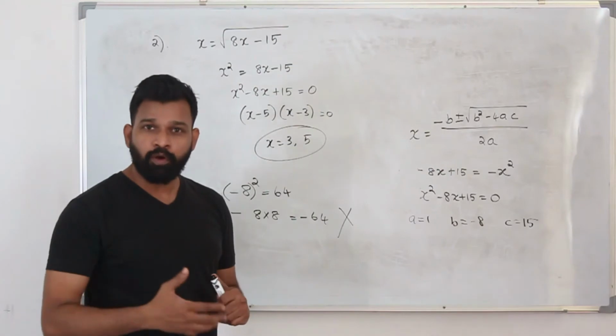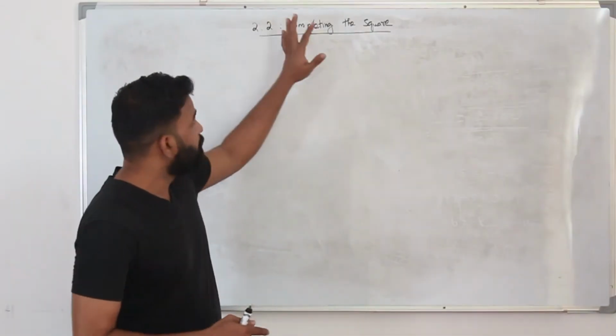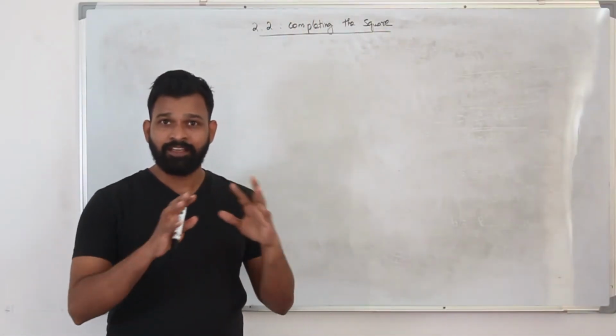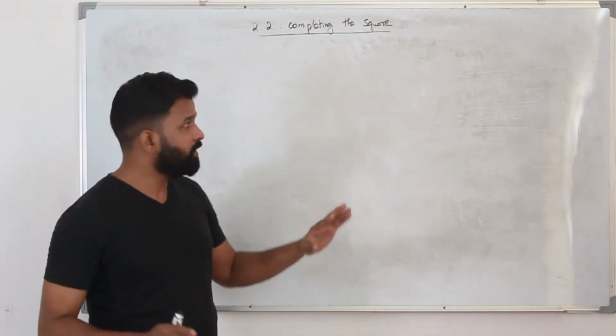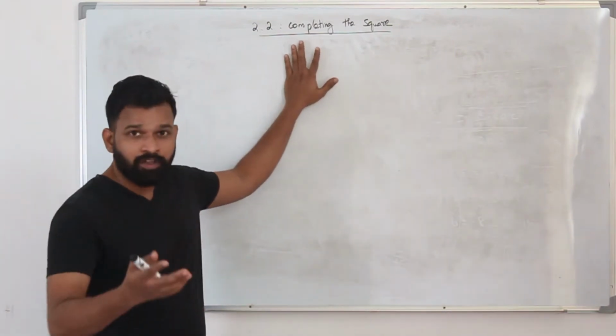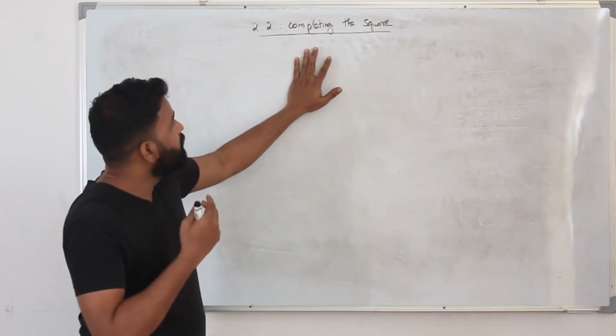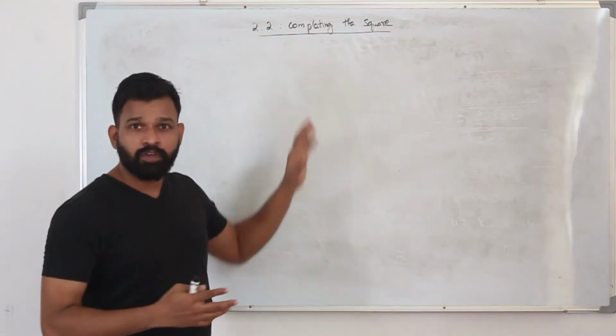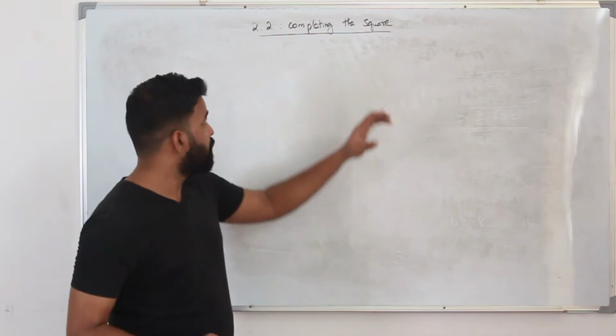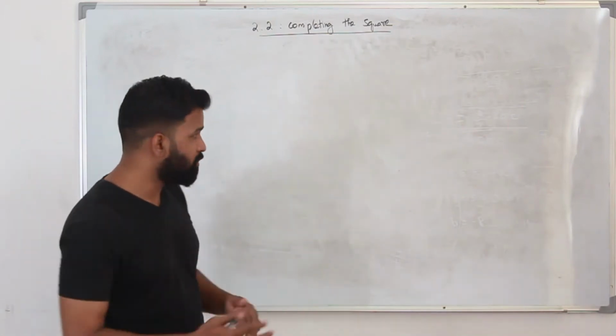Now let's move on to 2.2. Okay, now 2.2, completing the square. There are two exercises, 2C and 2D. You can practice all the sums. So now, completing the square. If you know how to solve a quadratic equation by completing the square, much better.